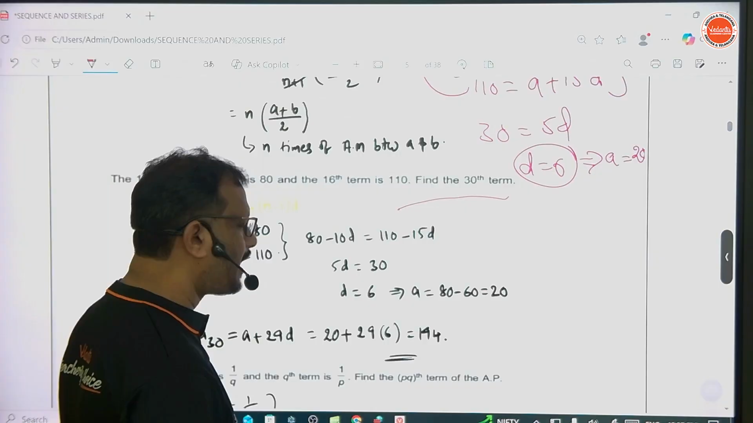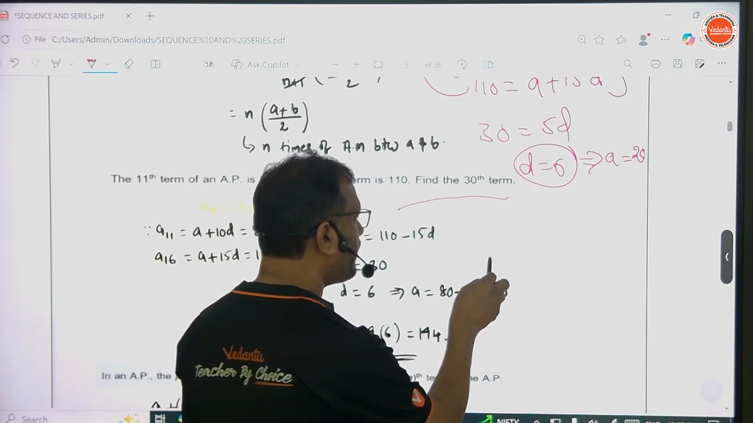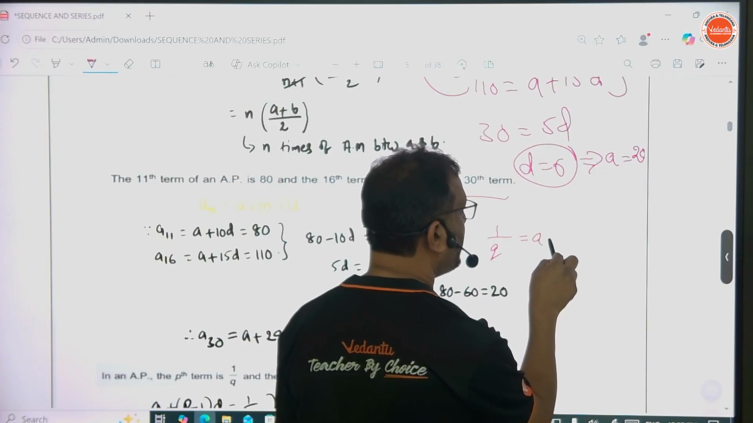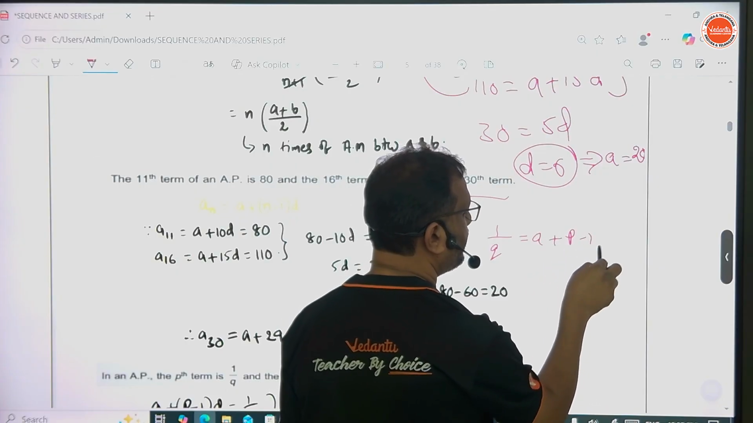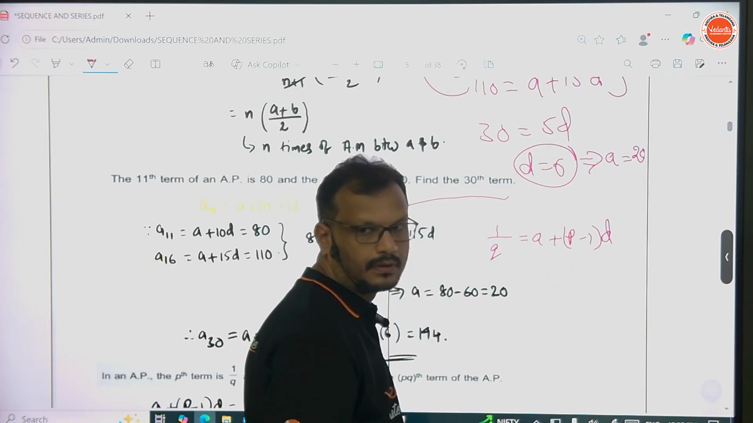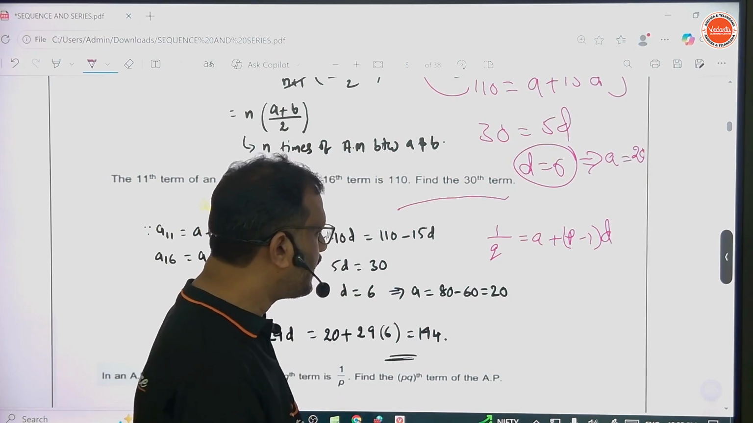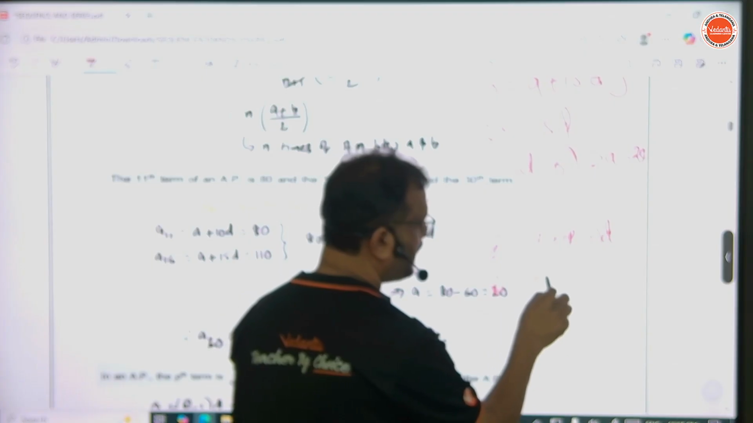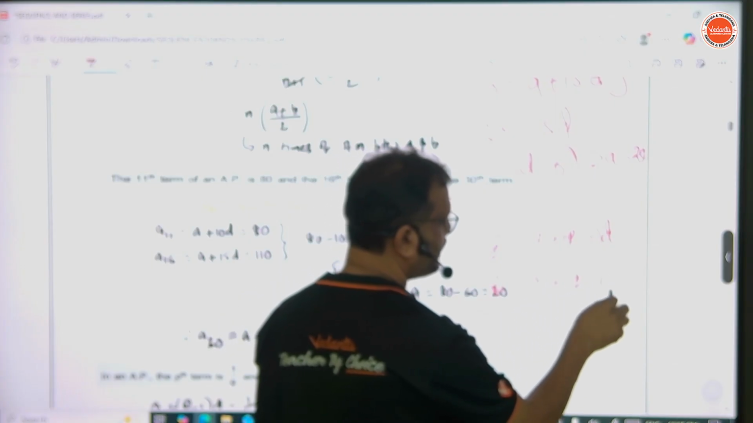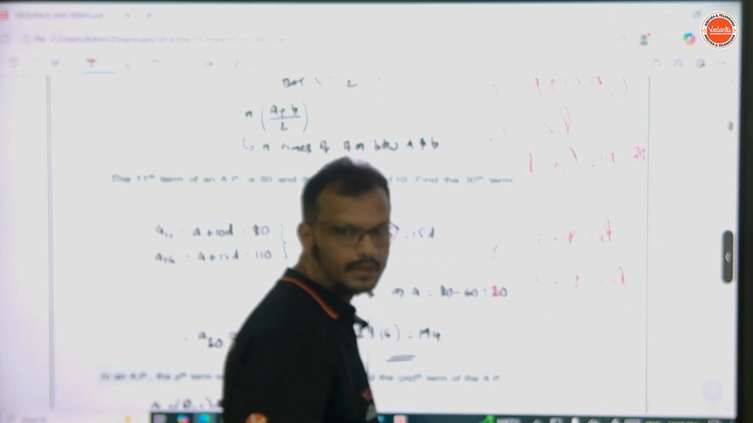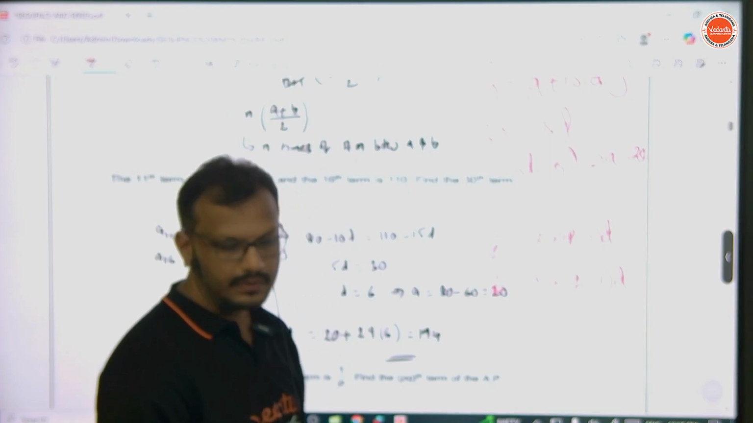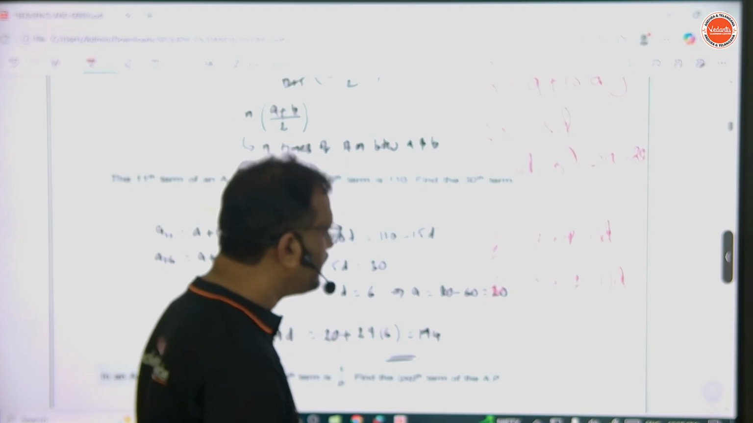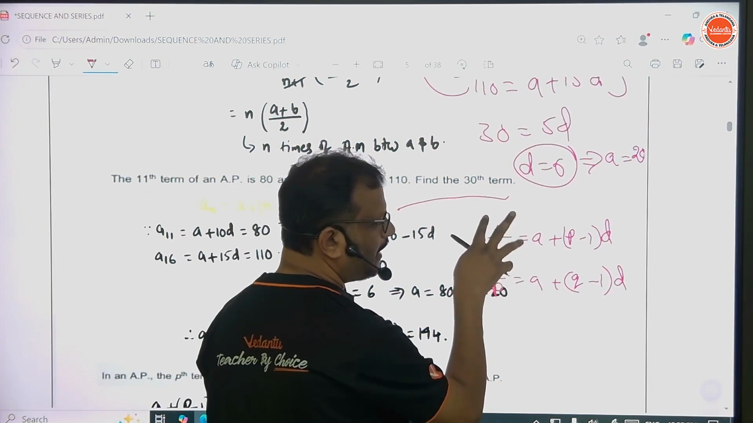So the Pth term of the AP means there will be 1 by Q. 1 by Q equal to A plus (P minus 1) into D. The Qth term means again 1 by P. 1 by P equal to A plus (Q minus 1) into D. So you have to take the difference of these two; if you know the values of A and D, you can get them.